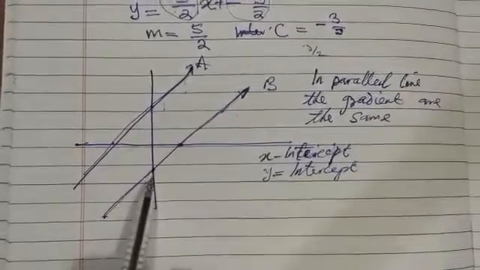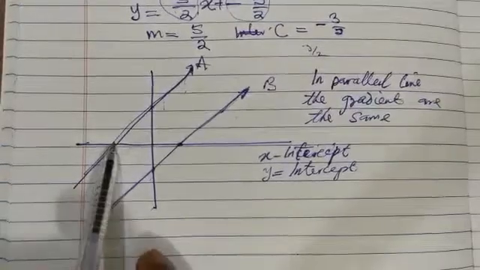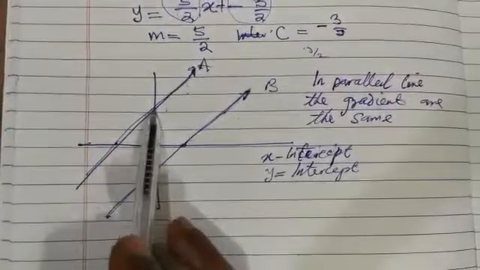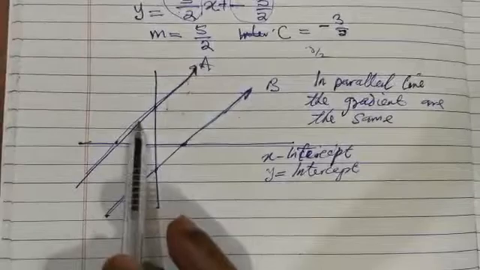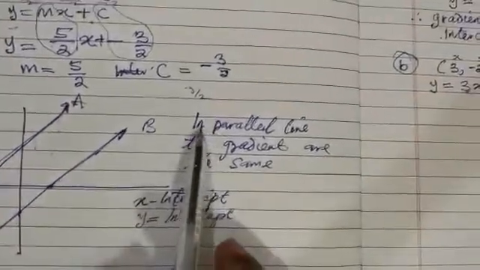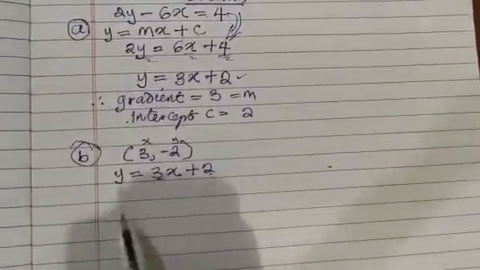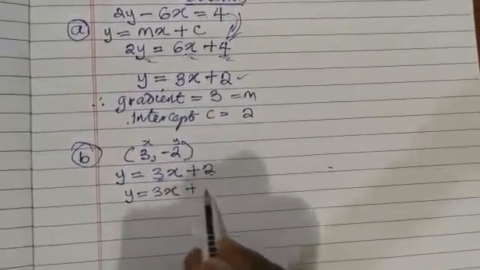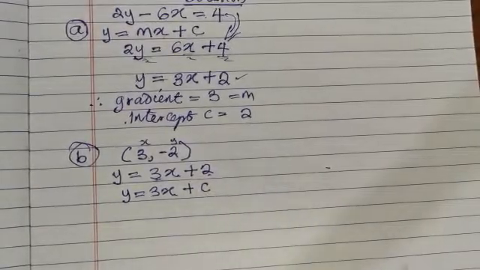Recall when we have this, I said the intercept will be different because look at where it crosses the y-axis for this one and for that one. The intercepts are different, but the gradients are always the same. As I mentioned, in parallel lines the gradients are the same. So I will have y is equal to 3x plus c. I don't know where it crosses the axis, so I use c to represent the intercept.